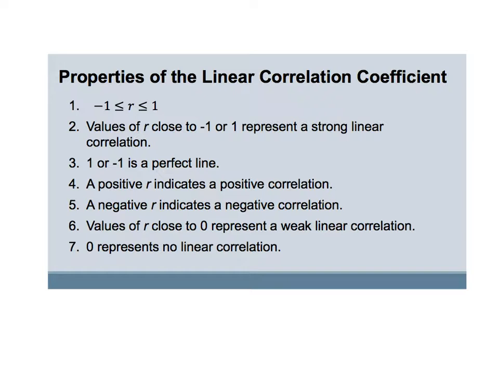So it's a line going straight up. If R is -1, it's a line going down. So 1 and -1 is a perfect line. Anything close to 1 or -1 indicates a strong correlation. A positive R indicates a positive correlation, a negative R indicates a negative correlation. Values of R close to 0 represent a weak linear correlation. 0 itself means there's absolutely no linear correlation.